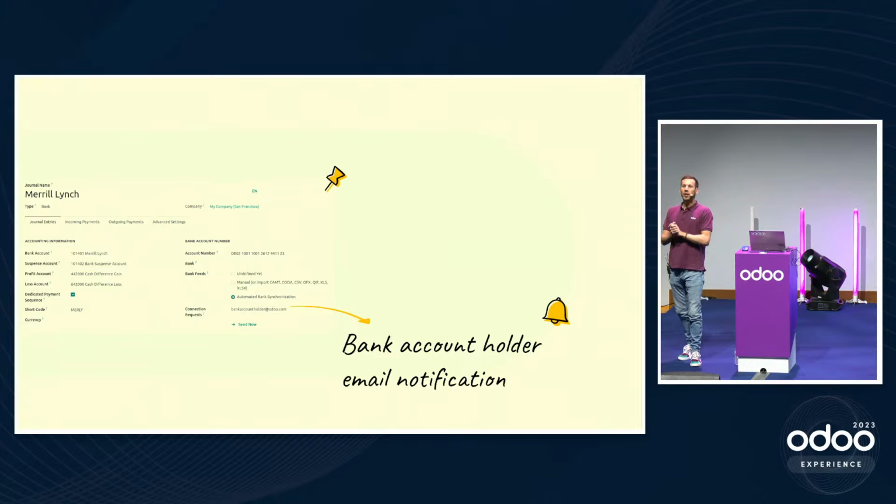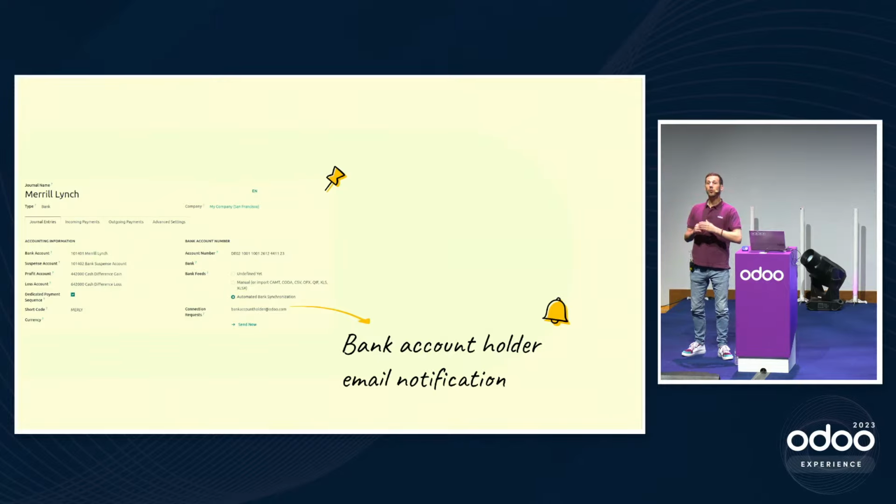Something else regarding the onboarding, if I can say it like that, and the renewal of your bank synchronization consent, is that now we have added an email address on your bank journal. That means that you can notify directly the bank account holder, for instance. But what's good with this is that this person doesn't need to be connected on Odoo to renew the consent, or doesn't even have to be a user.